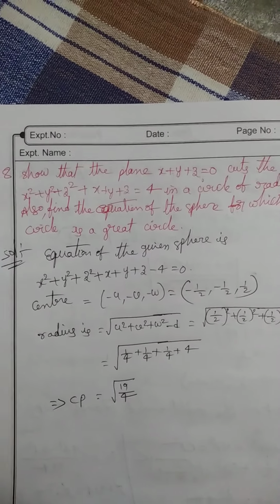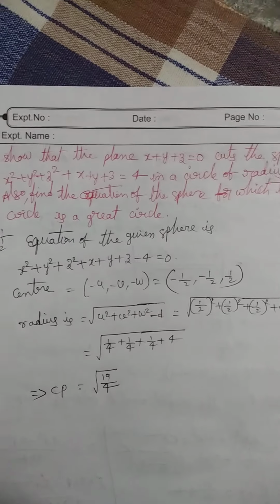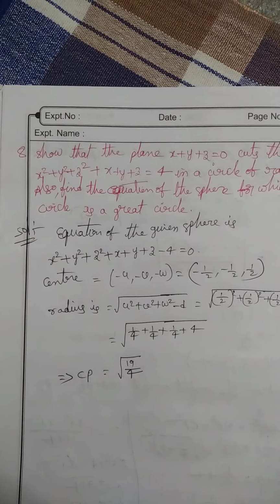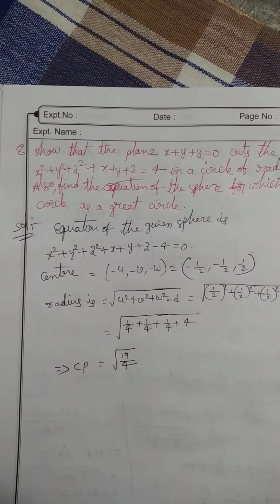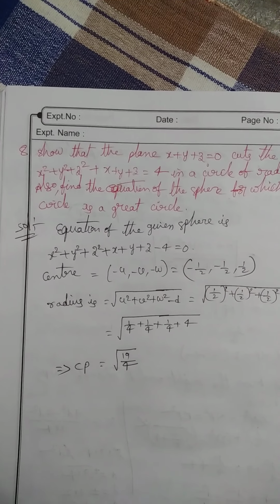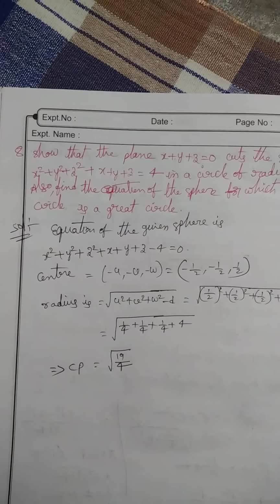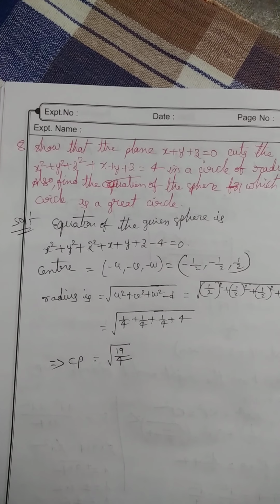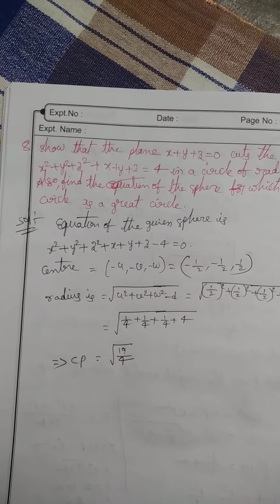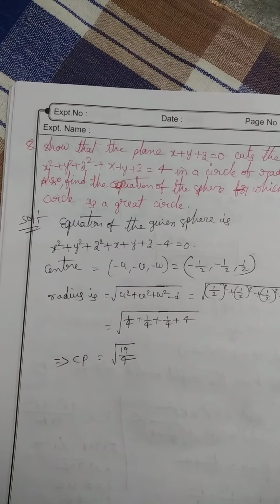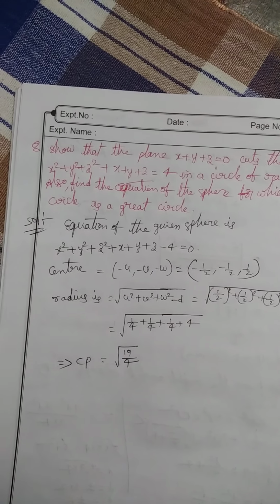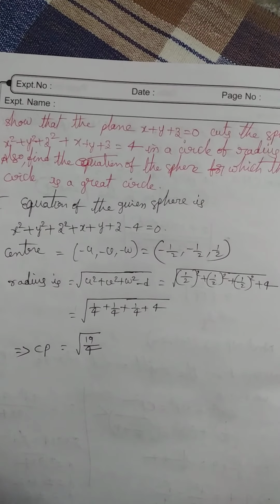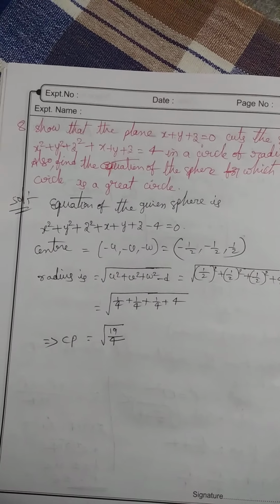The equation of the given sphere is x² + y² + z² + x + y + z = 4. Now, 2u = 1, u = 1/2; 2v = 1, v = 1/2; 2w = 1, w = 1/2. Therefore, the center of this given sphere is (-u, -v, -w), that is (-1/2, -1/2, -1/2).